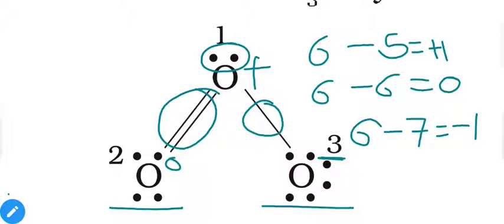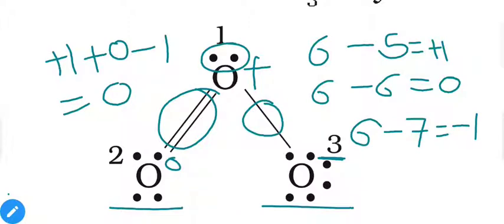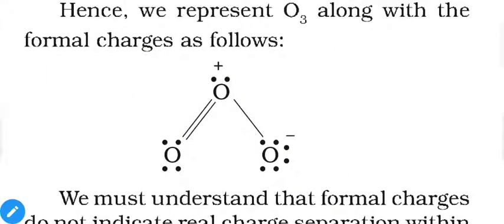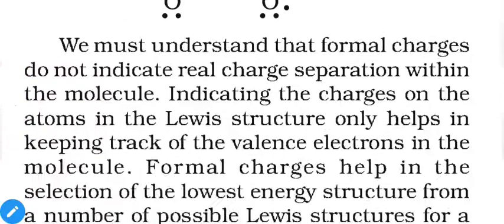And for the overall charge of the molecule, the first oxygen carries plus 1 charge, the second carries 0, and the third carries minus 1. So the overall charge of the molecule is 0. So our ozone molecule, or O3 molecule, is neutral. That's why we can represent the ozone molecule like this, and it will be neutral, although it contains one neutral atom, one positive ion and one negative ion.